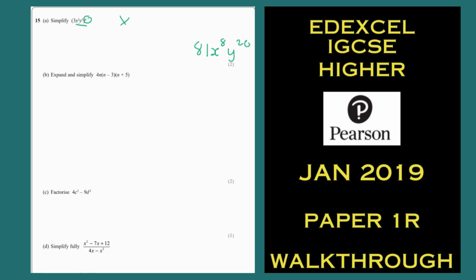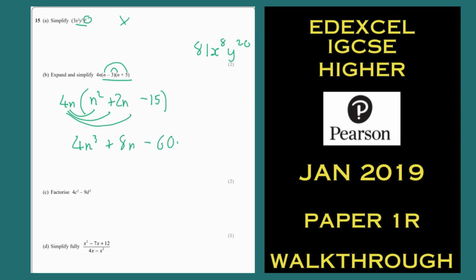Part B, you can do these in any order. Put your line there, do 4n times the first bracket. I always prefer to do brackets first, so I left the 4n alone. Expand the brackets. So n squared minus 15. Now we do the n terms, so minus 3n plus 5n means positive 2n when simplified, and now I just expand the brackets. So they give me 4n cubed, plus 8n squared, and minus 60n.